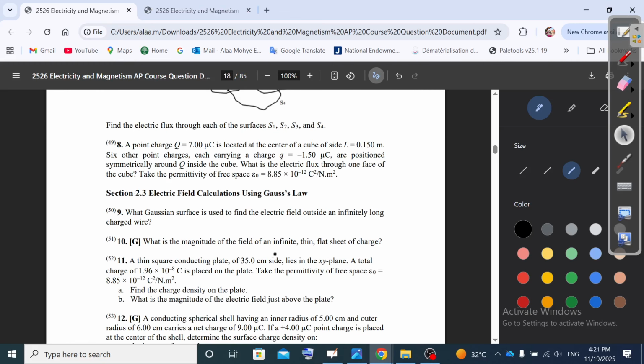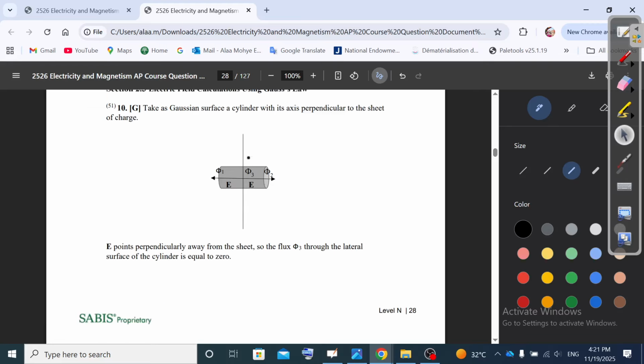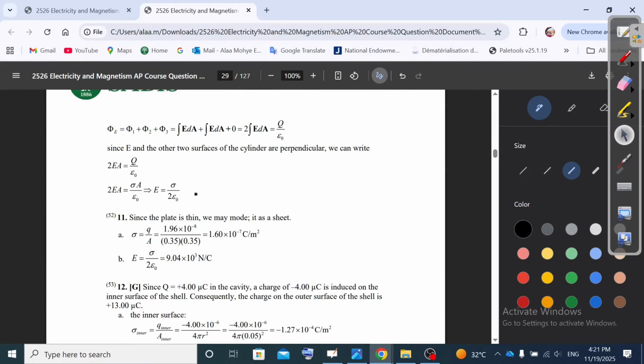What is the magnitude of the field of the thin, flat sheet of charge? It's the same formula we covered a few seconds ago. You don't need to derive it. Just know this. So it's your sigma over your 2 epsilon naught.